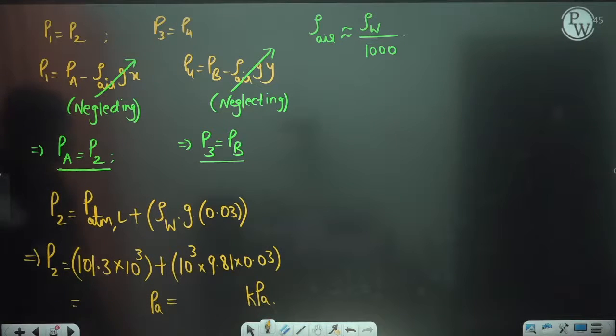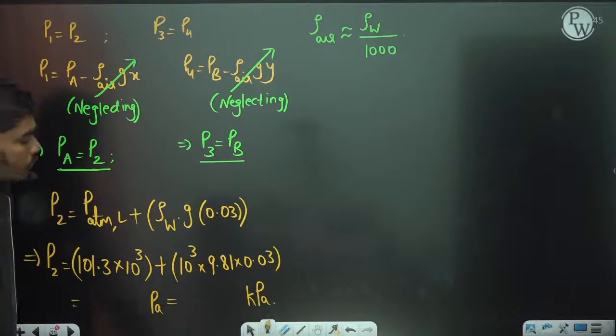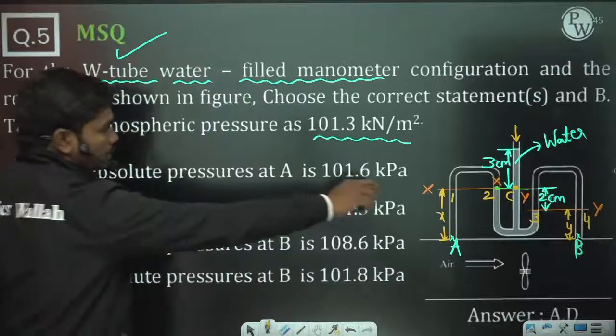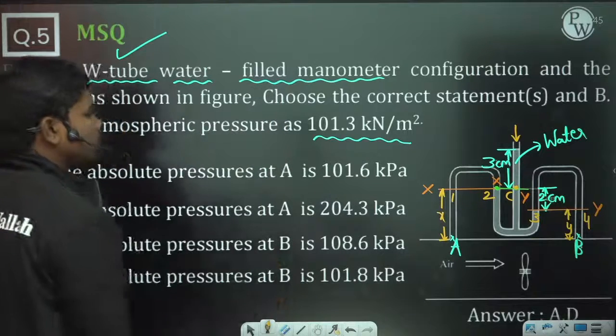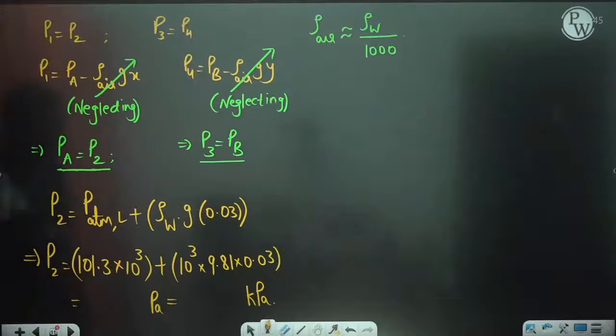Is this clear to all of you? Please type in the chat box, is this clear to all of you? Because we have taken this pressure equilibrium as per the hydrostatic law. So P2 and PC values are the same. That's why this is the calculation that we have here.